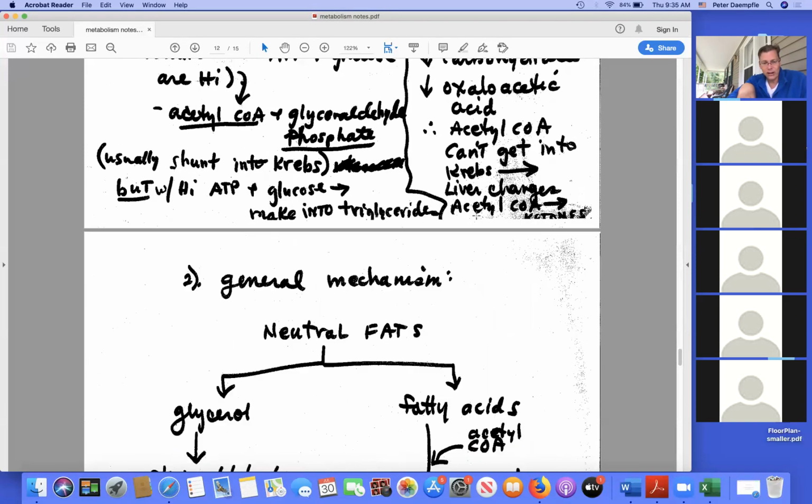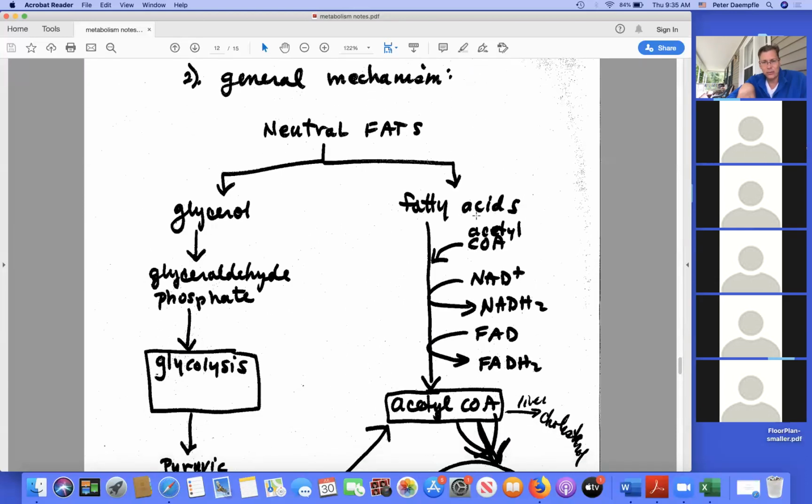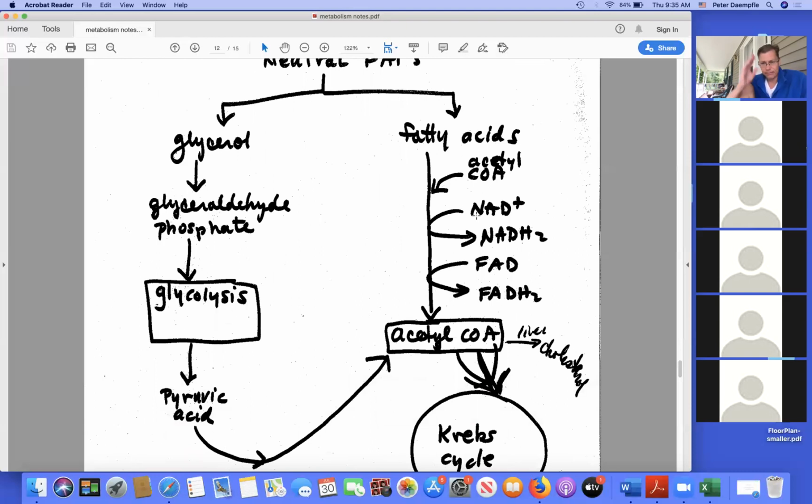So interesting. And look at the general mechanism of breaking down a neutral fat. Now, you know that fats are made of one glycerol combined with 3 fatty acids. You know that from chapter 2 of A&P1, right? So fatty acids, look at all that goes on. Acetyl coenzyme A, NADH, FADH, all these are produced, all these are processed to make acetyl coenzyme A. All of this processing happens in this line. I don't want to get into the details of what chemical reactions happen, but energy is made.